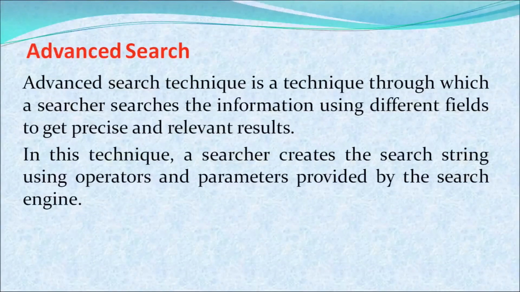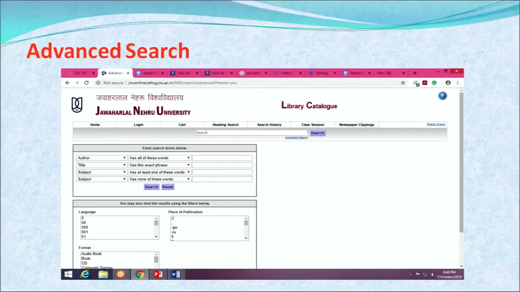Then we come to the advanced search. Advanced search is a technique through which a searcher searches the information using different fields to get precise and relevant information. In this technique, the searcher creates a search string using operators and parameters provided by the search engine. This is the screenshot for the advanced search.